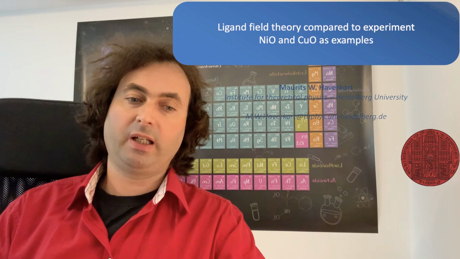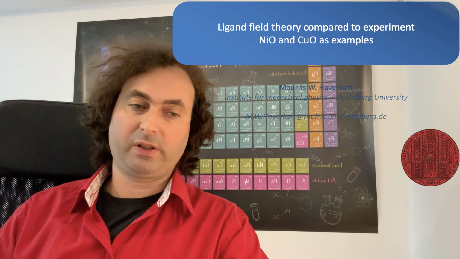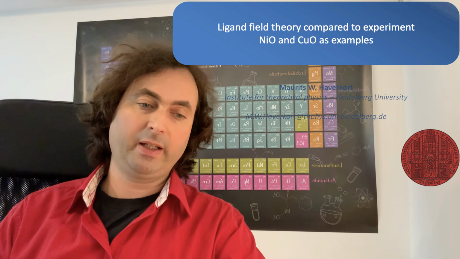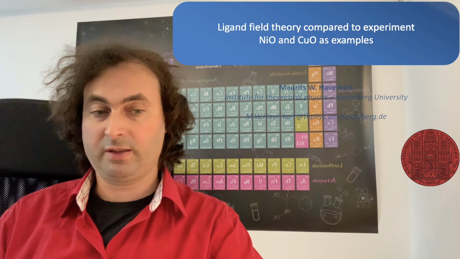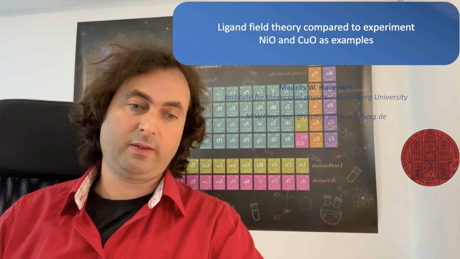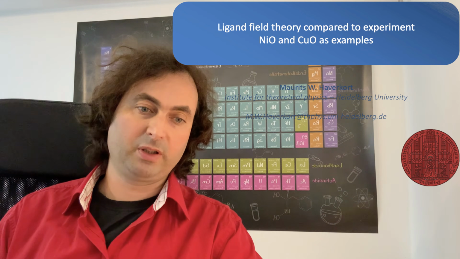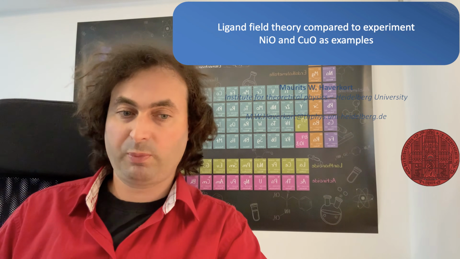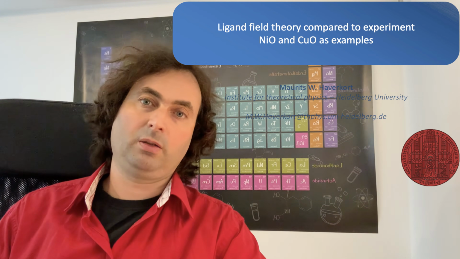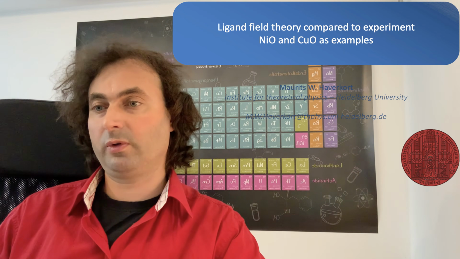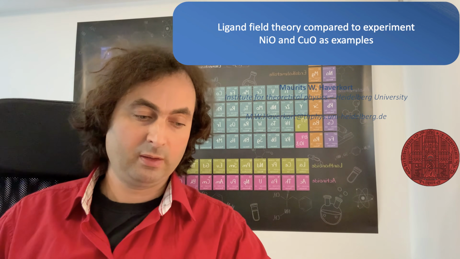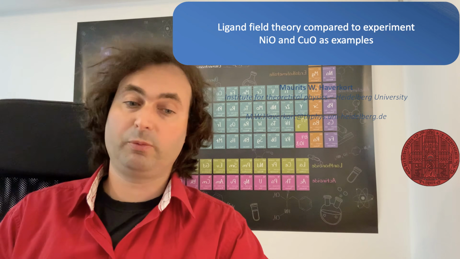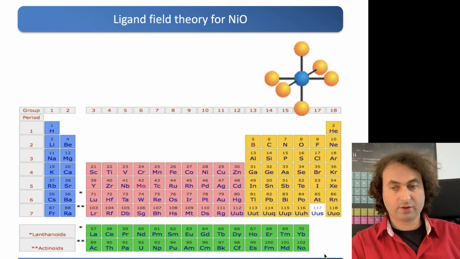In this video I want to have a look at some examples and comparisons to experiment of ligand field theory calculations. And for this we'll have a look at nickel oxide and copper oxide as the examples. Nickel oxide is one of the example correlated materials where you have multi-orbital effects as well as the oxygen and the nickel atoms playing a role. Copper oxide is one of the exemplar materials for the high temperature superconductors, where you have similar crystal structures to those materials, but then you get high temperature superconductivity when you dope these materials.